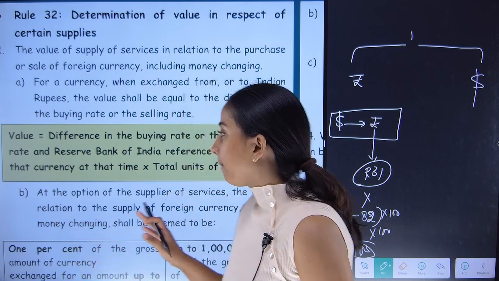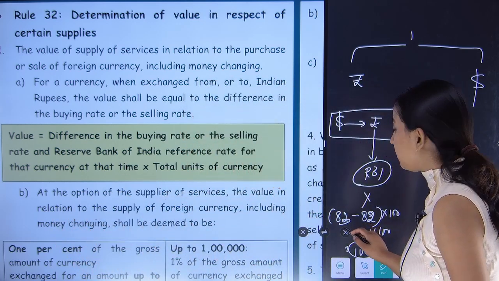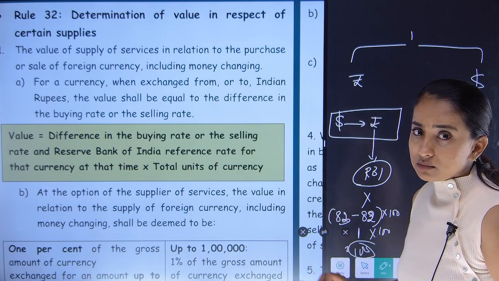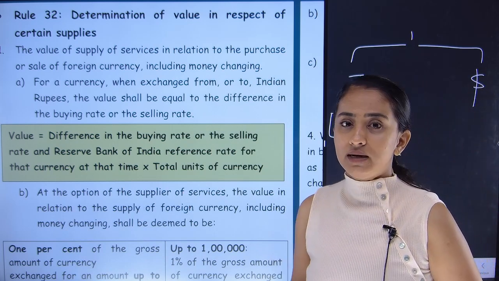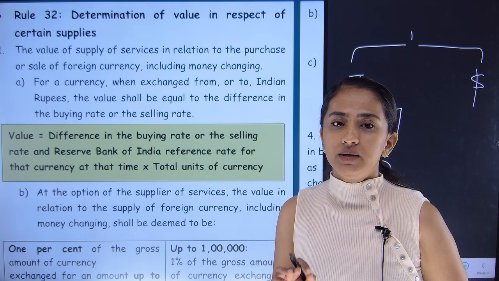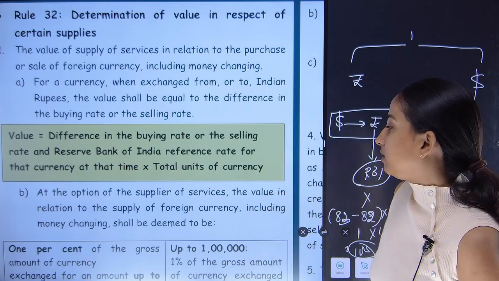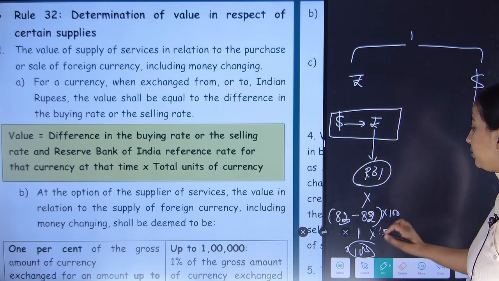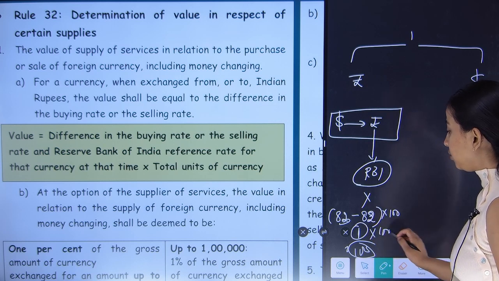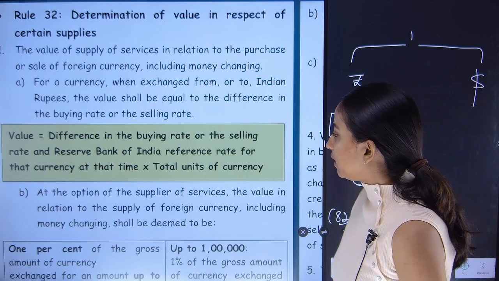Clear? Fine. Okay. So let's say RBI reference rate is 83. Let's say the TT buying rate for today's rate is 83. But the actual value what you did is 82. Into 100 units, 1 rupee margin into 100 units, 100 rupees is your value of supply.